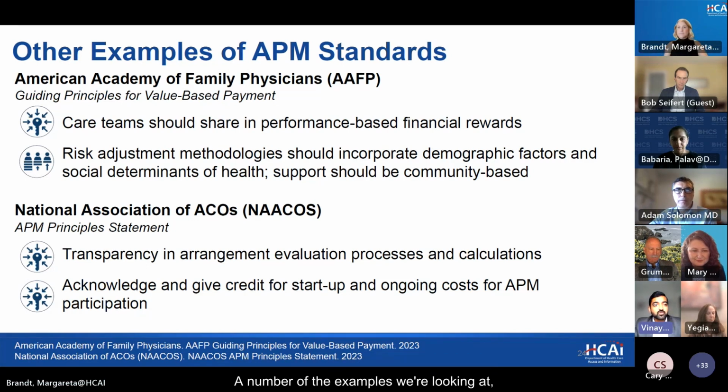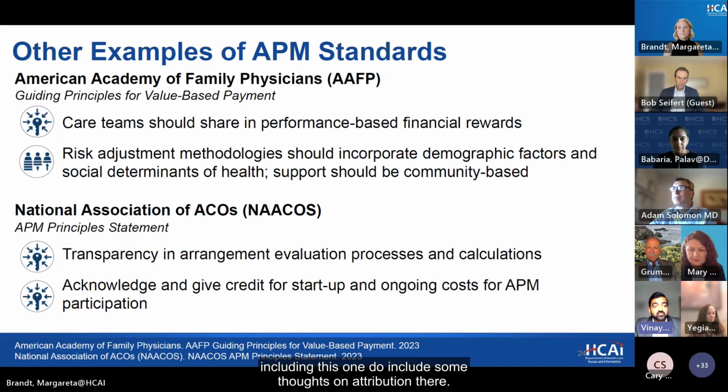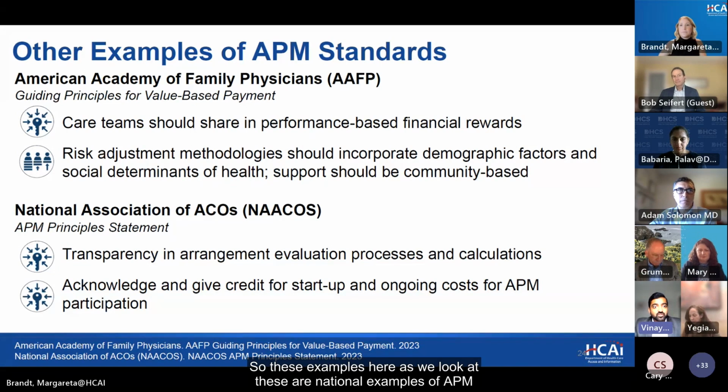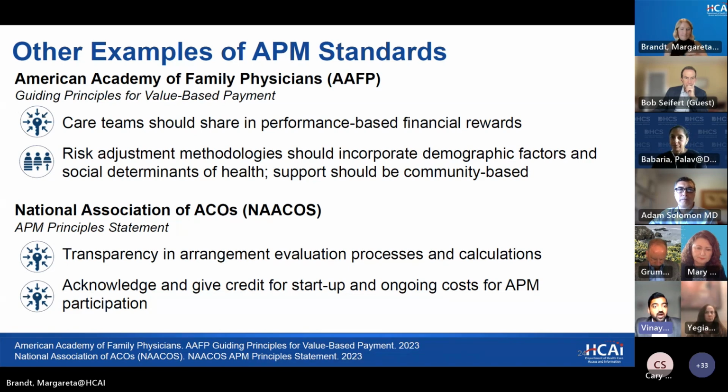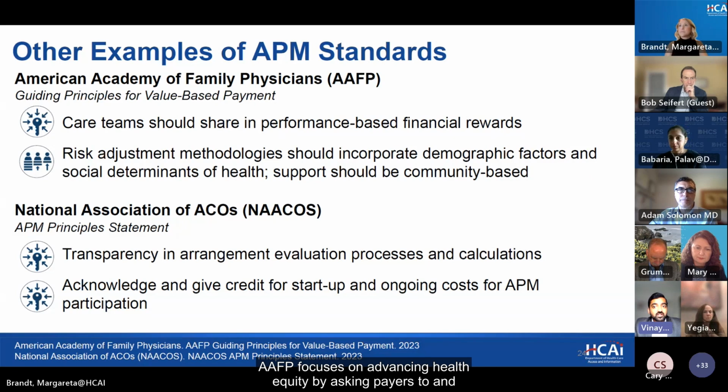A number of the examples we're looking at, including this one, do include some thoughts on attribution. These examples are national examples of APM contracting standards. The first one is from the American Academy of Family Physicians, and it's focused on principles to guide value-based payments, specifically in primary care. One of the key payment model components is to share the performance-based payments with care teams to reward all members of the team and align those incentives. AAFP focuses on advancing health equity by asking payers and providers to consider risk adjustment methodologies for payment that incorporate demographic factors and social determinants of health.